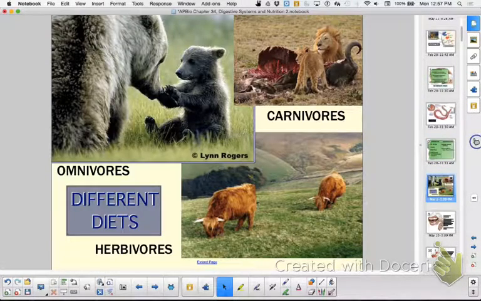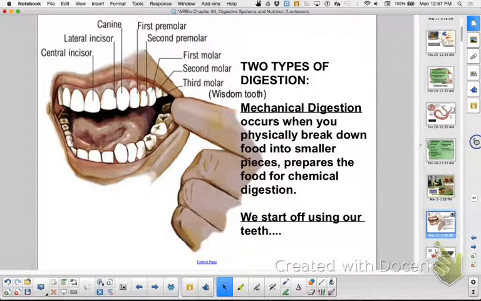All right, now, adaptations to diet. So herbivores, carnivores, and omnivores, I know most of you are absolutely familiar with this. Carnivores are meat eaters, omnivores eat plant and animal matter, and herbivores eat just plant material. You can tell a lot about an organism by its dentition and the length of its intestines.